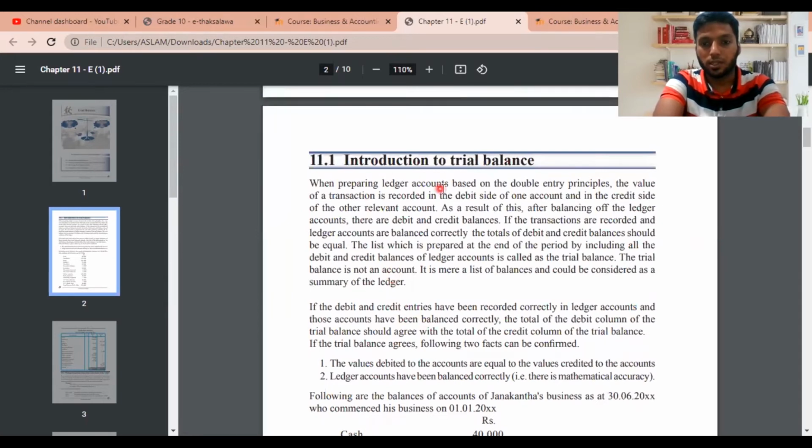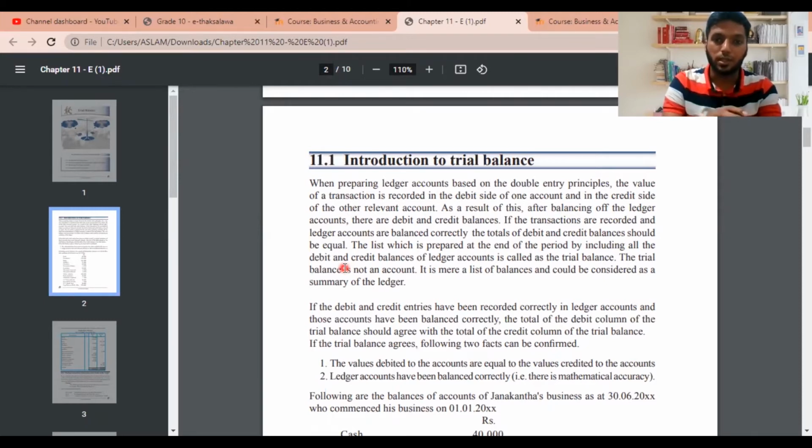When preparing ledger accounts based on double entry principles, the value of a transaction is recorded in the debit side of one account and in the credit side of the other relevant account. As a result of this, after balancing of the ledger accounts, there are debit and credit balances. If the transactions are recorded and ledger accounts are balanced correctly, totals of debit and credit balances should be equal. So as I said, on one side you will take all the debit balances, and on the other side you will take all the credit balances. And when you see debit and credit is equal, then of course your account is completely correct.